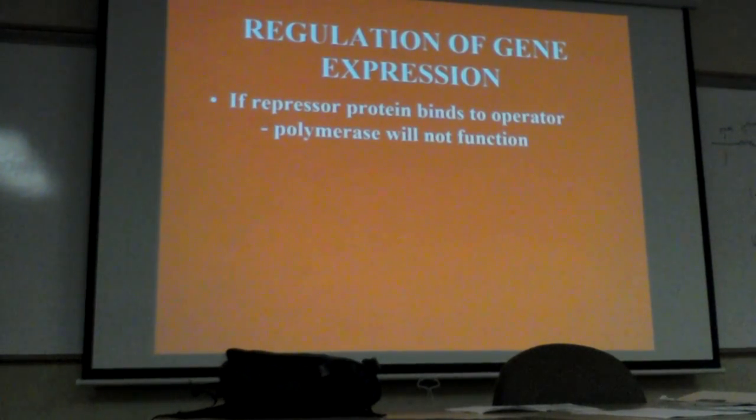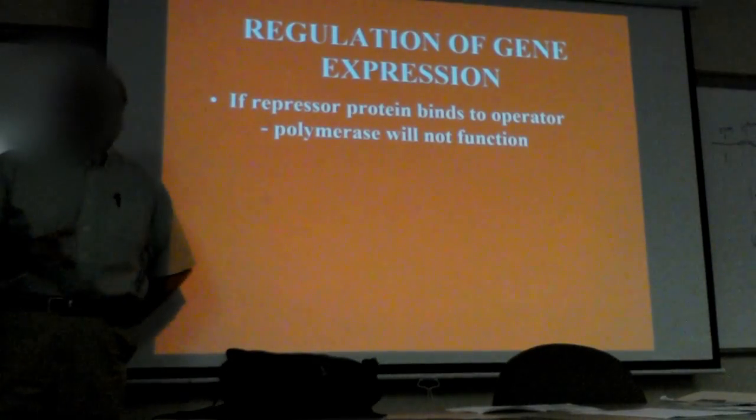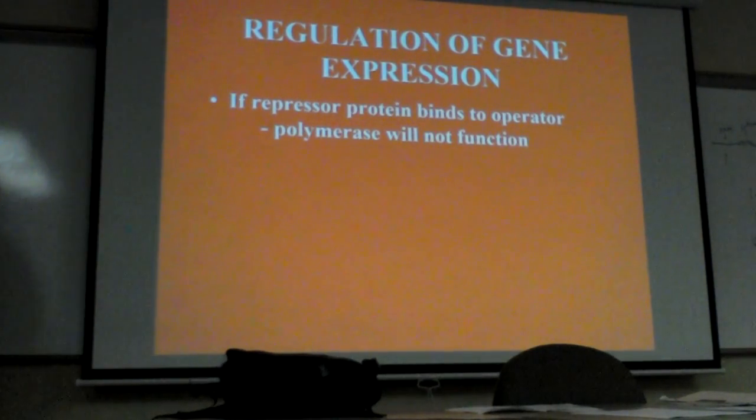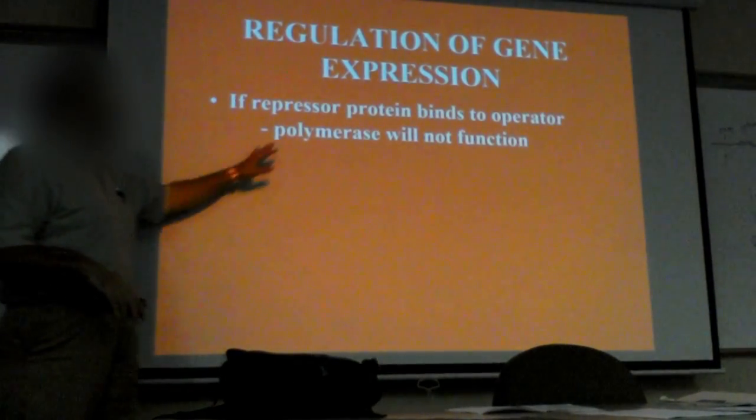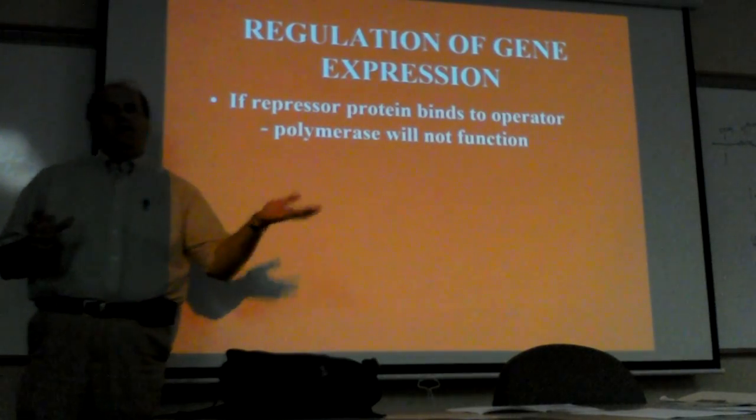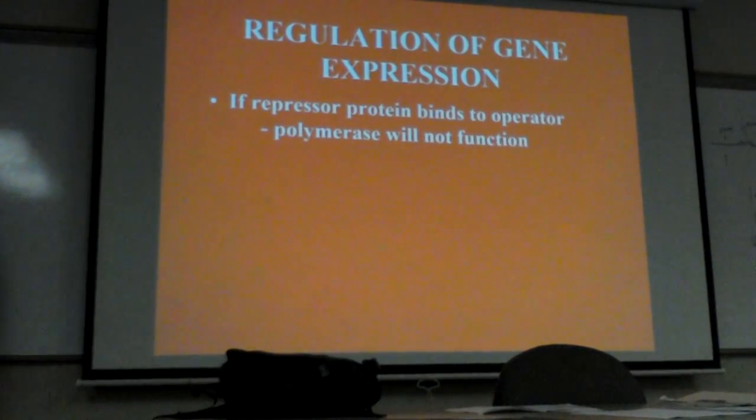And this is going to be our theme throughout both operons we're going to talk about. If the repressor protein bonds to the operator, that means the repressor can do its job. Repress means to stop from happening. So if the repressor represses, then the polymerase isn't going to be able to transcribe. If polymerase can't transcribe, then we can't have translation, then we can't have proteins.